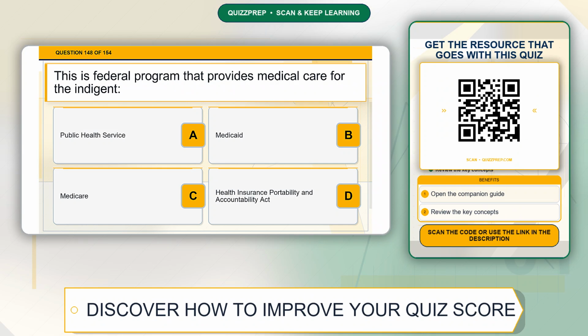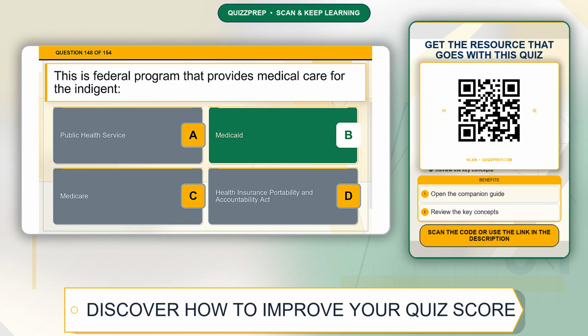Question 148. This is a federal program that provides medical care for the indigent. Option A, Public Health Service. Option B, Medicaid. Option C, Medicare. Option D, Health Insurance Portability and Accountability Act. The correct answer is option B, Medicaid.